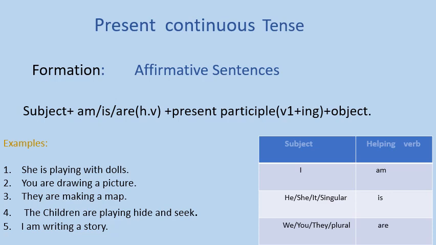In present continuous tense, when subject is I, we use helping verb am. When subject is he, she, it, or any singular, we use is. When subject is we, you, they, or any plural subjects, we use are.